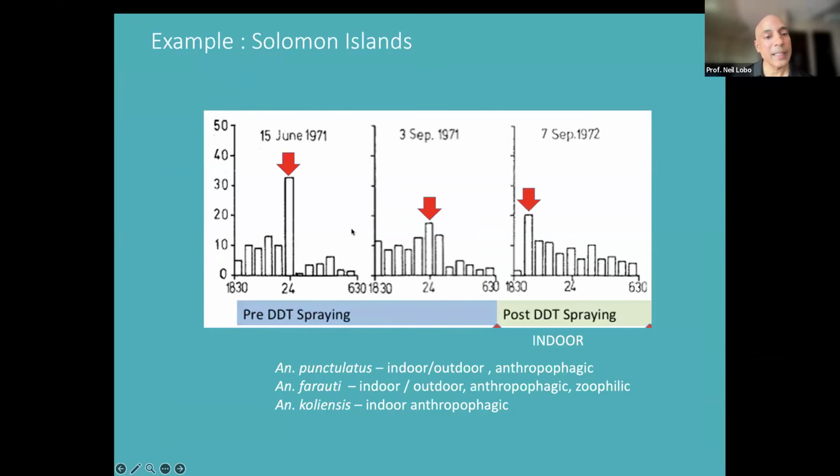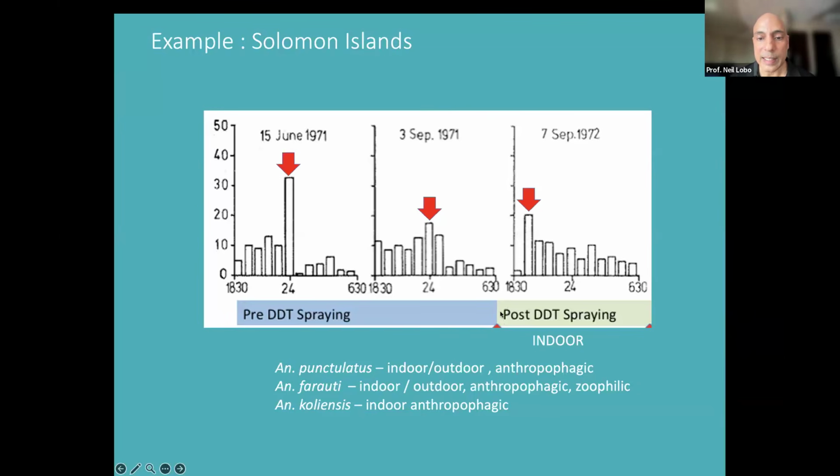And here's an example of biting time, which is actually pretty important. And this demonstrates changes in behaviors. In the Solomon Islands, there are 3 species, Punctulatus, Farauti, and Koliensis, and each of them had different behaviors. And what you can see is that in 1971, all these mosquitoes fed primarily in the middle of the night. The y-axis is again the number of mosquitoes, and the x-axis is time over the night. The 24 is midnight. And this is pre-DDT spraying.